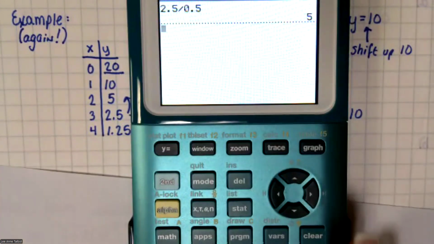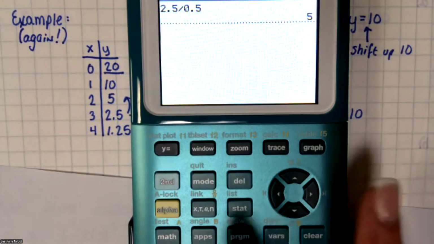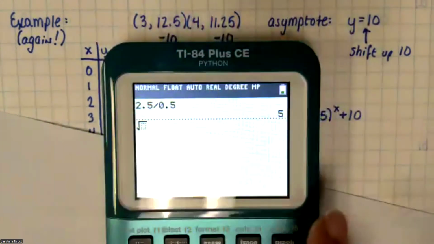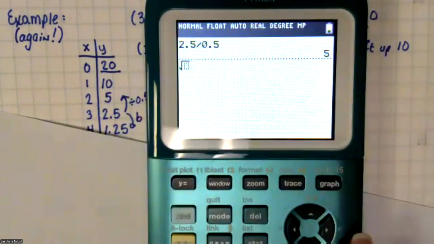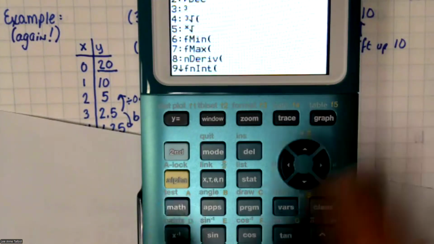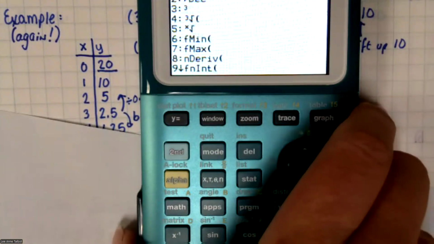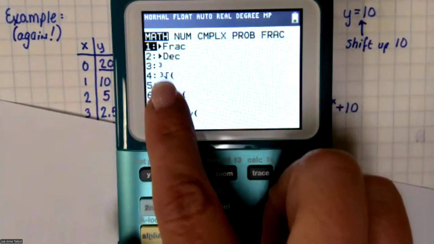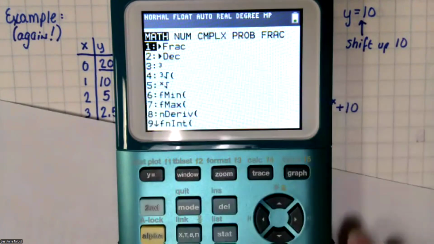Okay, so the square root is second, x squared. It's right above the x squared right there. So you go second x squared to get the regular square root, but every other root is in the math menu. So where everything else in our lives is located, just hit the math button. The cube root is right here. And then any other type of root that you want is in number 5.